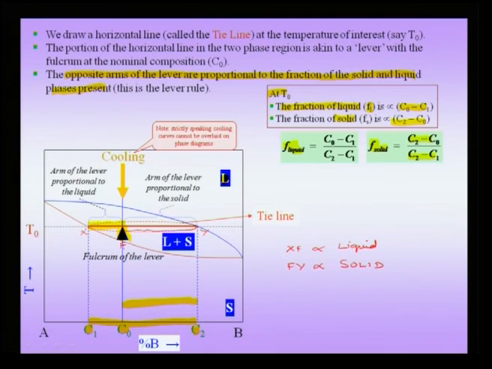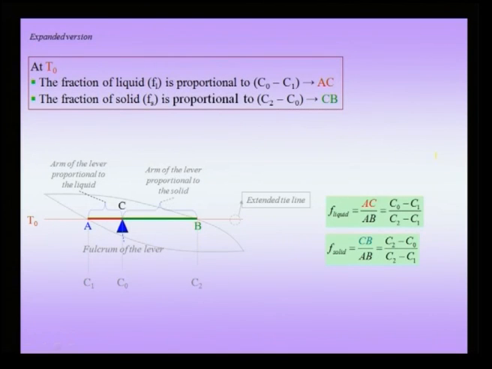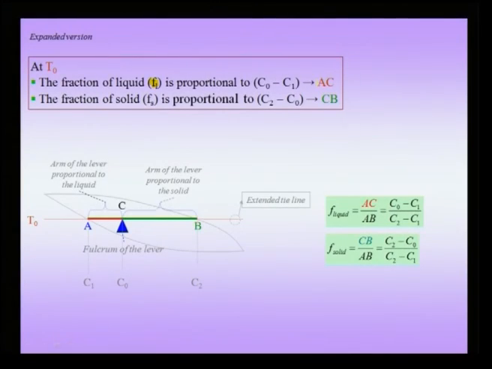So, I have a simple way of having what we call tie line construction to calculate the fractions of the liquid and the solid. Let us look at it once more and revise it, because this tie line construction and the phase fraction calculation are often used whenever you study phase diagrams. I look at the extended version and I note that the fraction of the liquid, F subscript L, is proportional to AC, the red arm of the lever, and therefore is proportional to C0 minus C1. The fraction of the solid, which I write as F subscript S, is proportional to C2 minus C0, the other arm of the lever, the green arm, which is marked as CB.